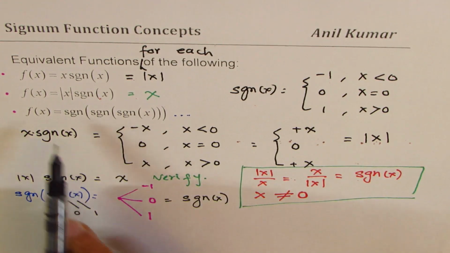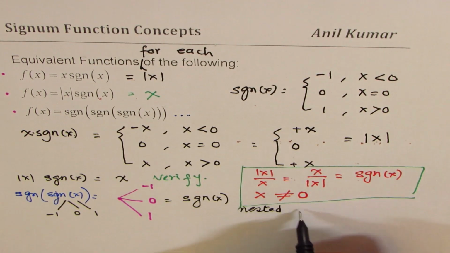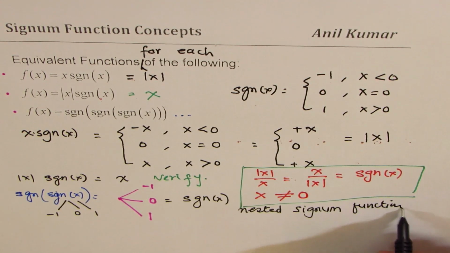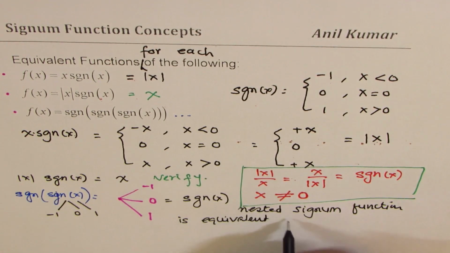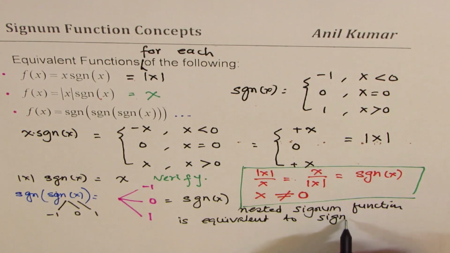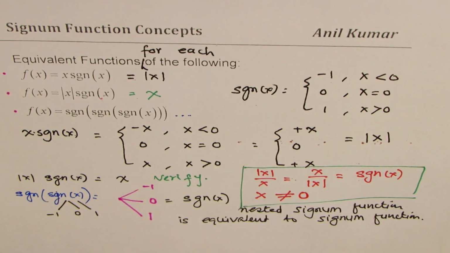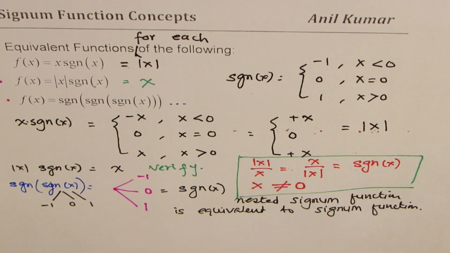So if we have an infinite series of nested signum x, we can write the nested signum function is equivalent to the signum function. That is very important, especially from some IIT JEE examination point of view, O level or A level Cambridge level. These are very important concepts to understand. So I hope that is absolutely clear, right?